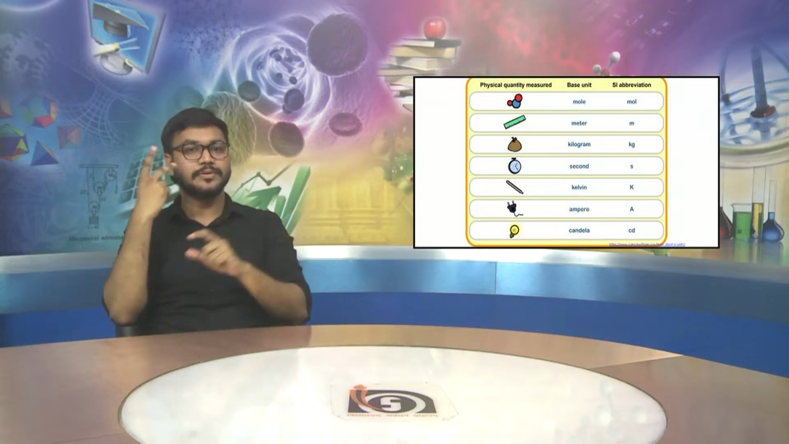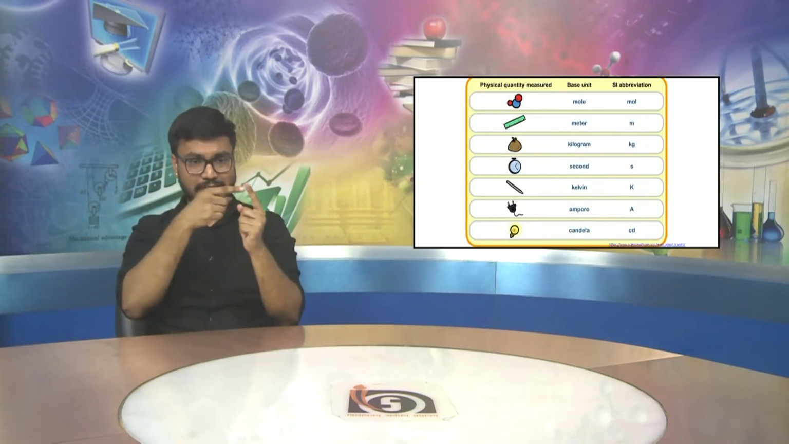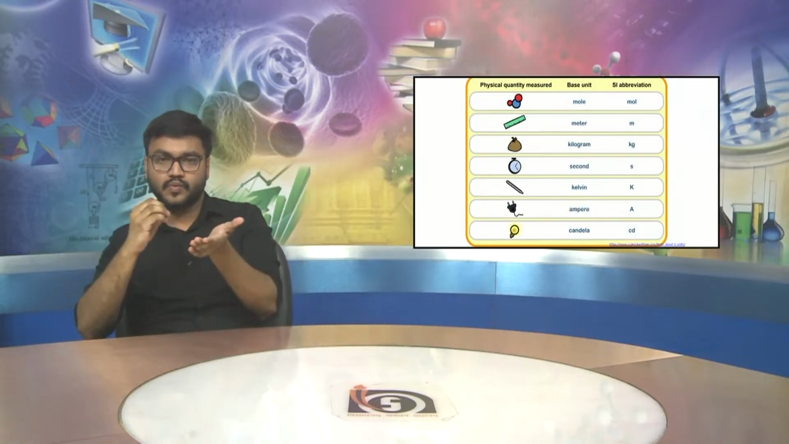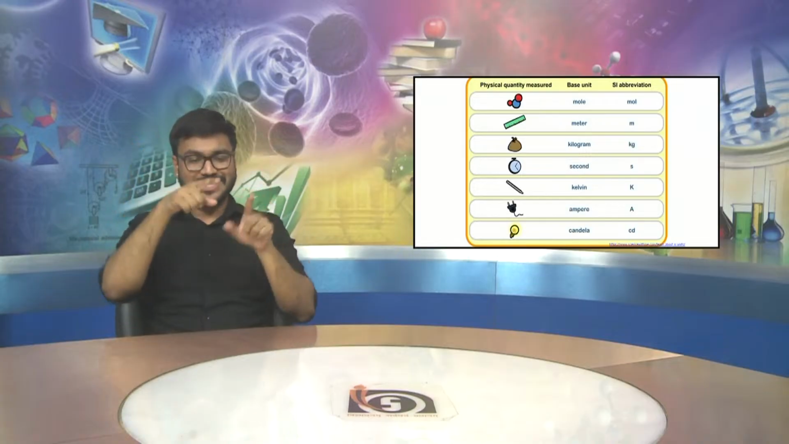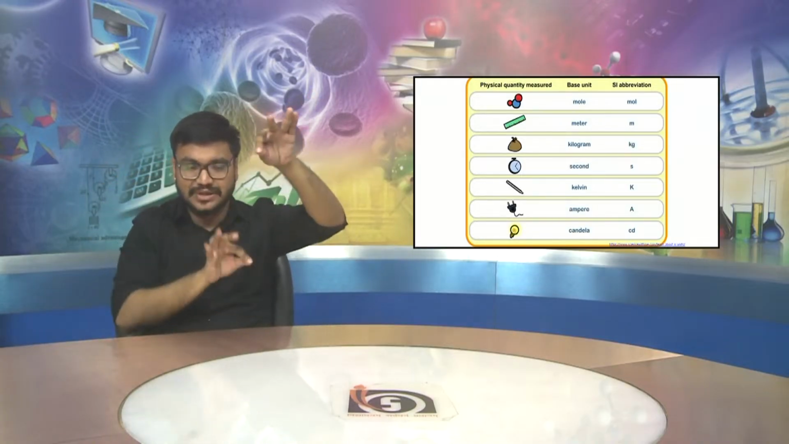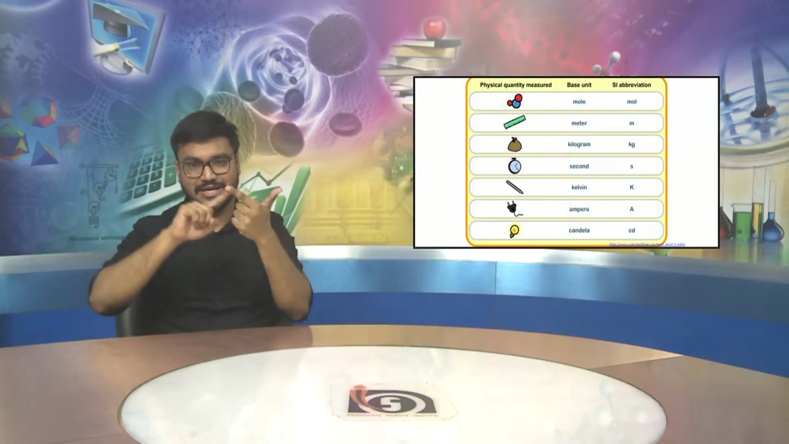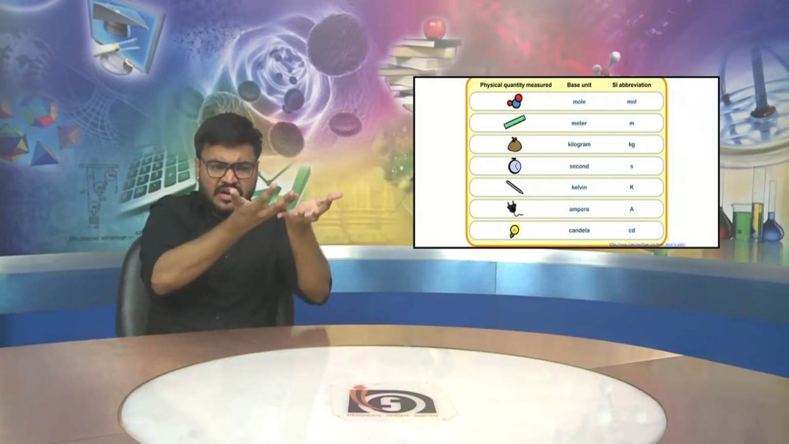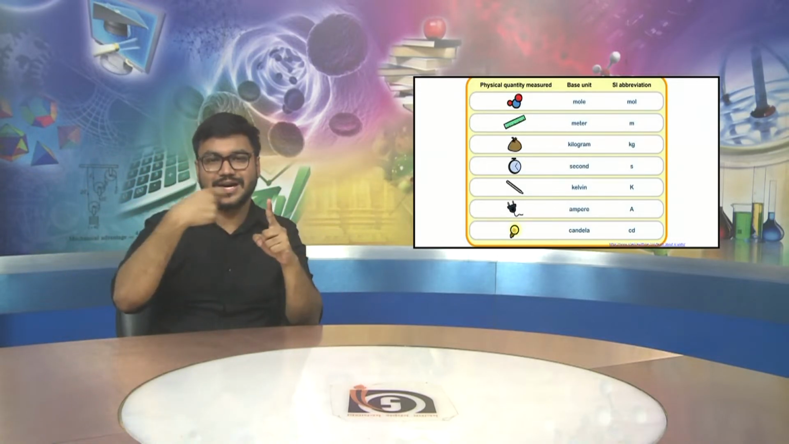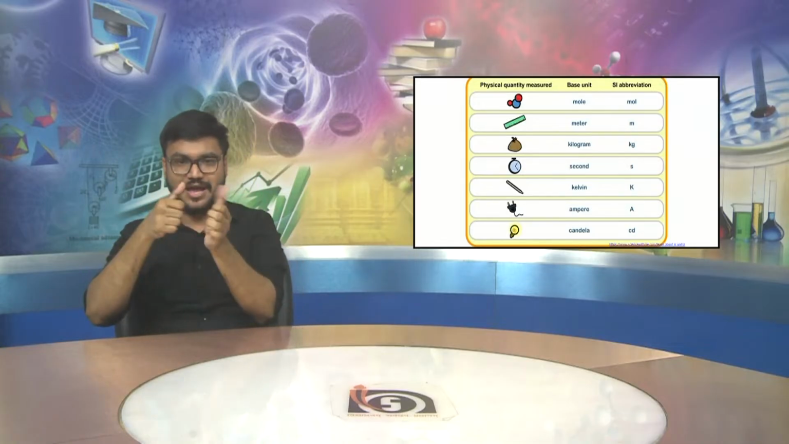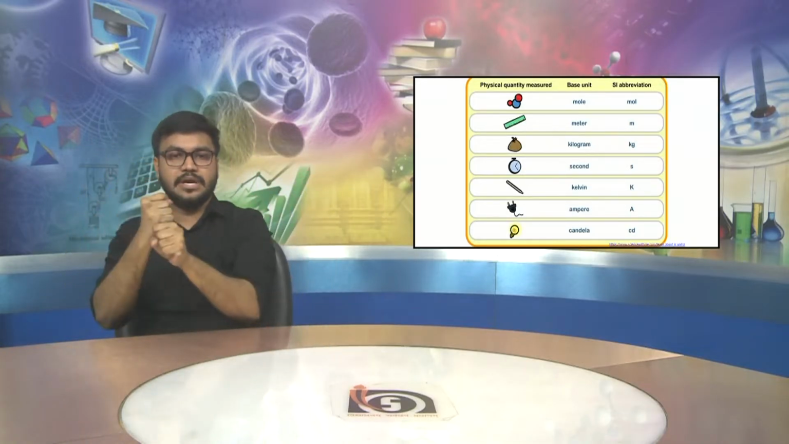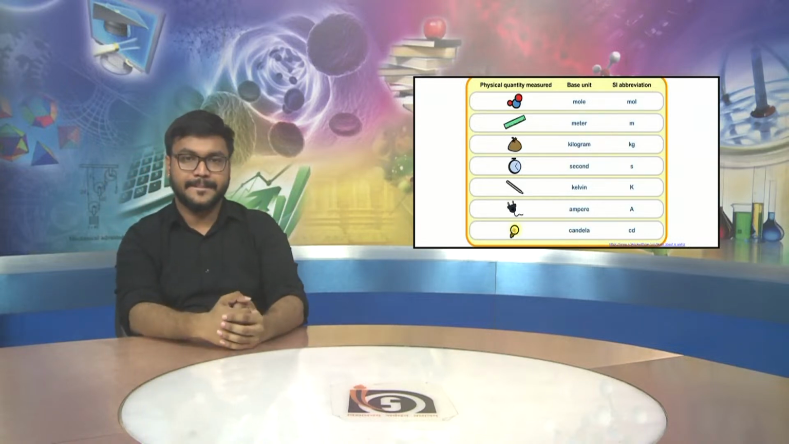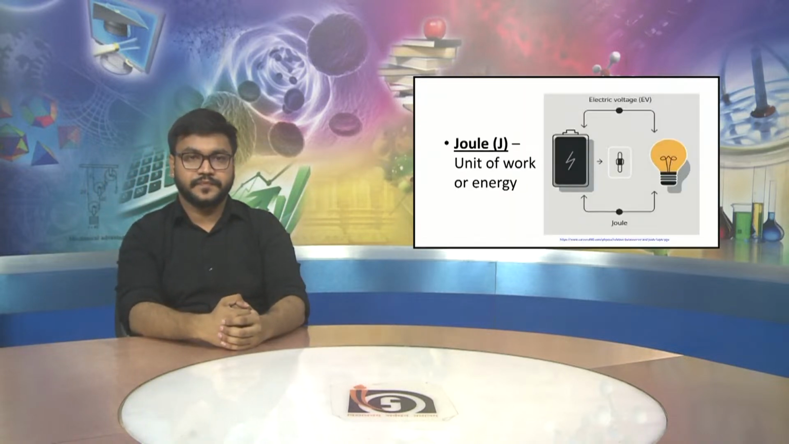For example, there are some physical things and their SI notation. Like a scale, its base unit is meter and its SI notation is m. And third, there is a bag, a jute bag. Its base unit is kilogram and its SI notation is kg, etc.